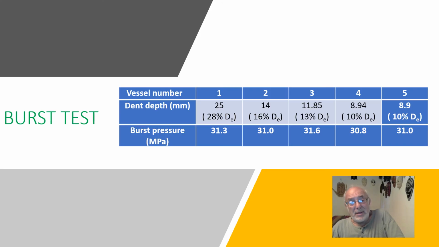In the following table, we give the result of the burst test and mainly the burst pressure. And you can notice that the burst pressure is practically constant and equal to 31 MPa, whatever the dent depth.